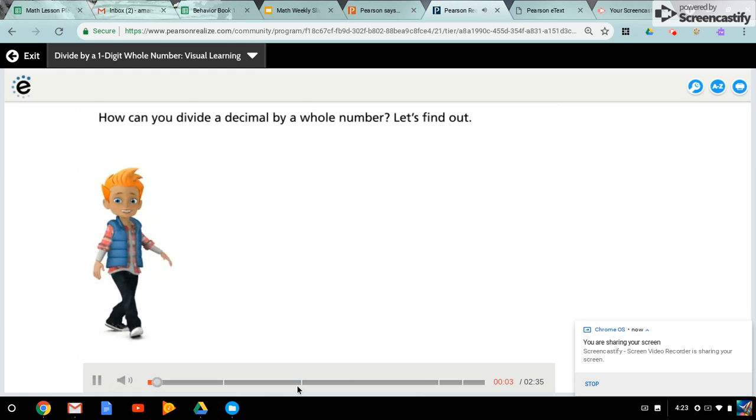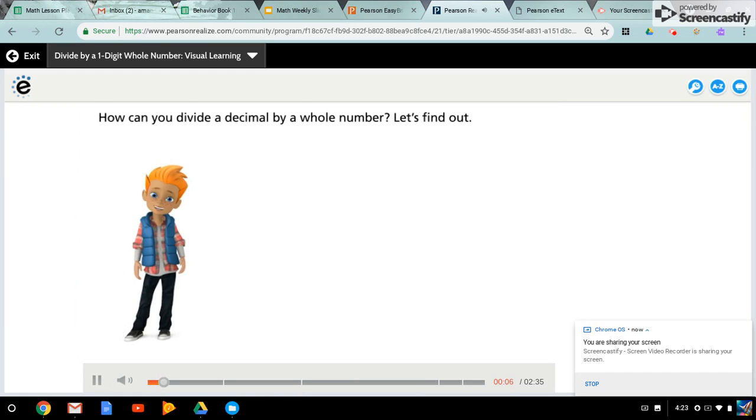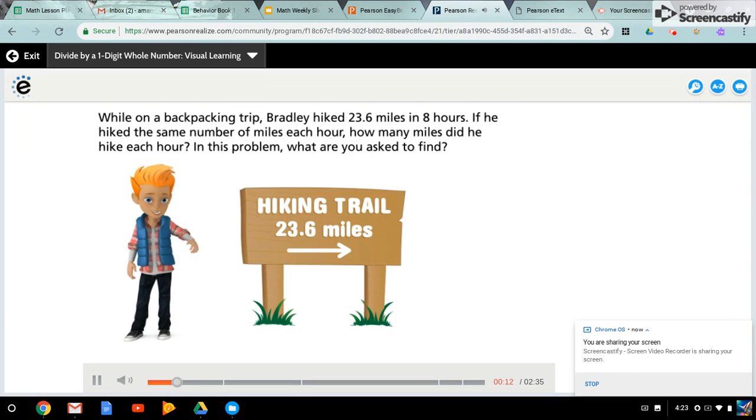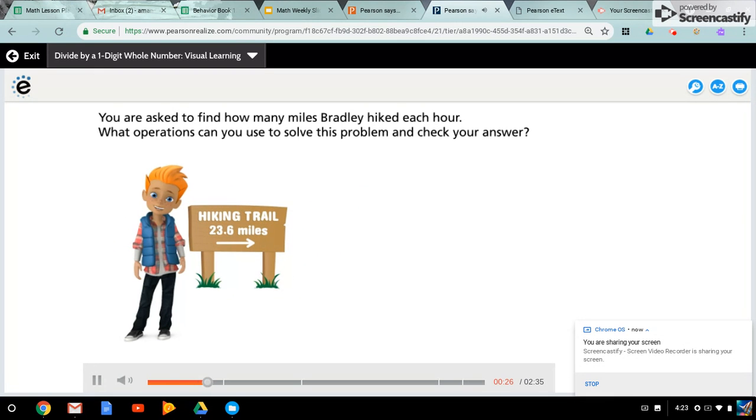How can you divide a decimal by a whole number? Let's find out. While on a backpacking trip, Bradley hiked 23 6/10 miles in 8 hours. If he hiked the same number of miles each hour, how many miles did he hike each hour? In this problem, what are you asked to find? You are asked to find how many miles Bradley hiked each hour.